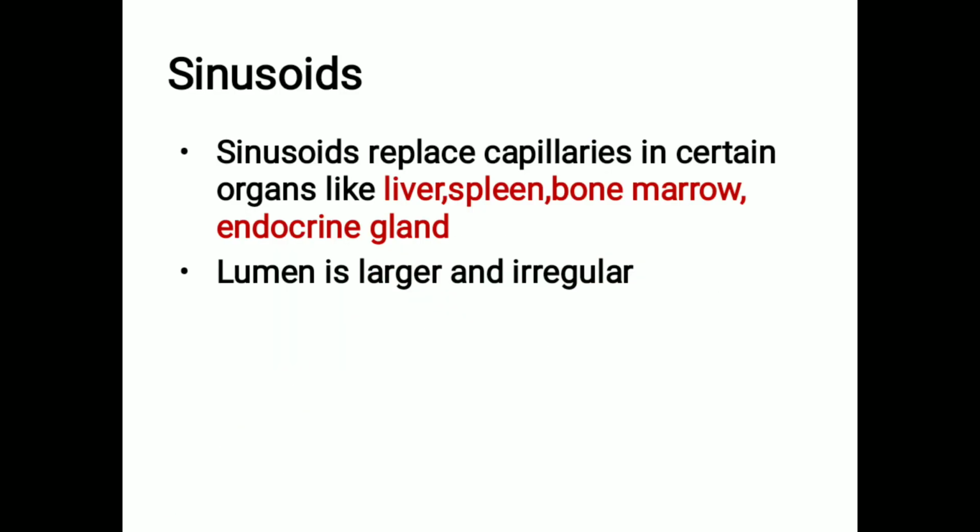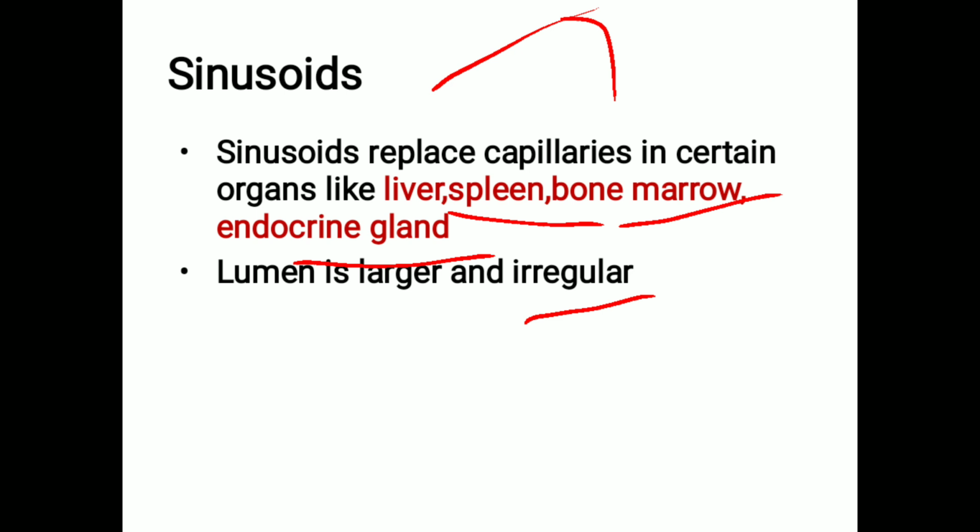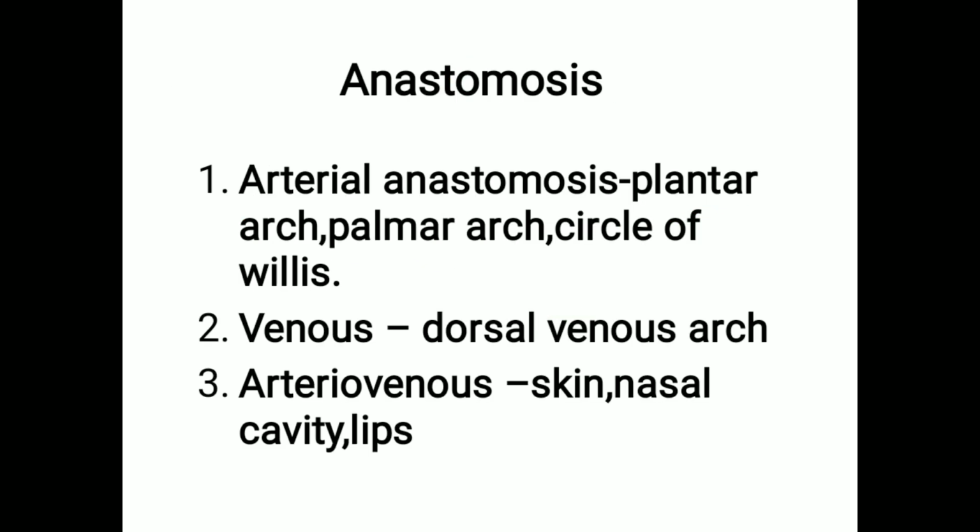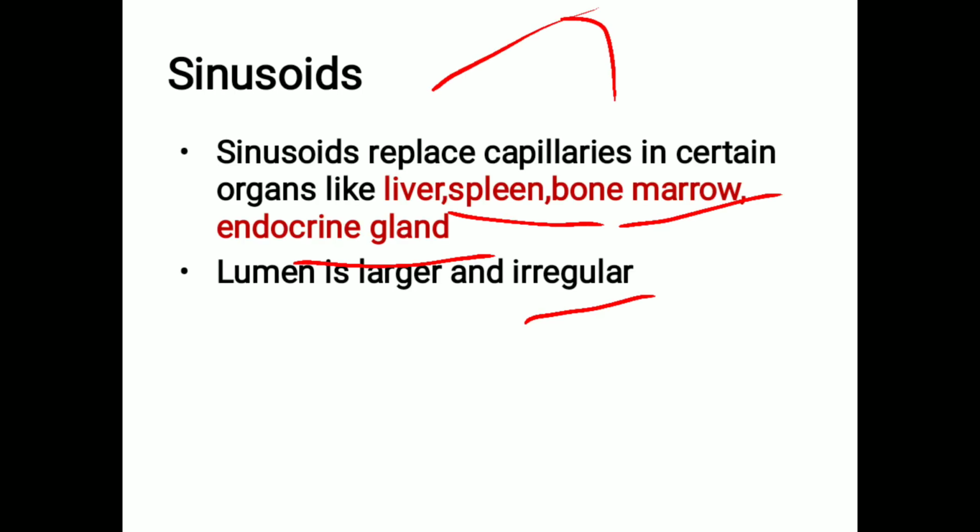Okay, next. In some regions you don't see capillaries. They are replaced by what are called sinusoids. Sinusoids replace capillaries in certain organs like liver, spleen, bone marrow and endocrine glands. In a sinusoid, the lumen is larger and irregular. So where do you see sinusoids? In liver, spleen, bone marrow and endocrine glands. That is about capillary and sinusoid.